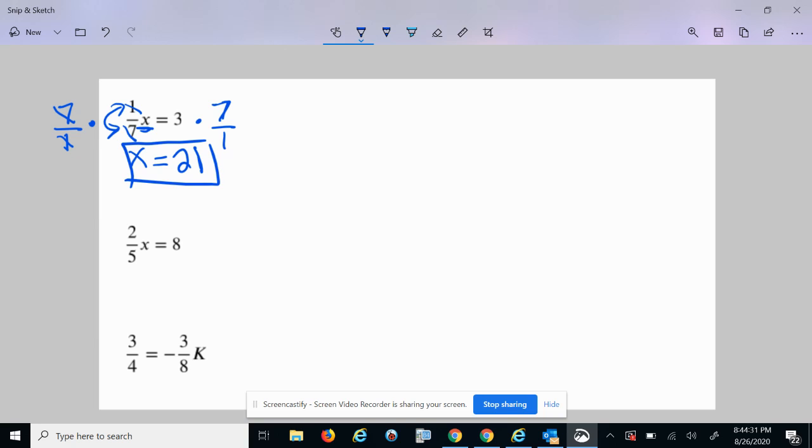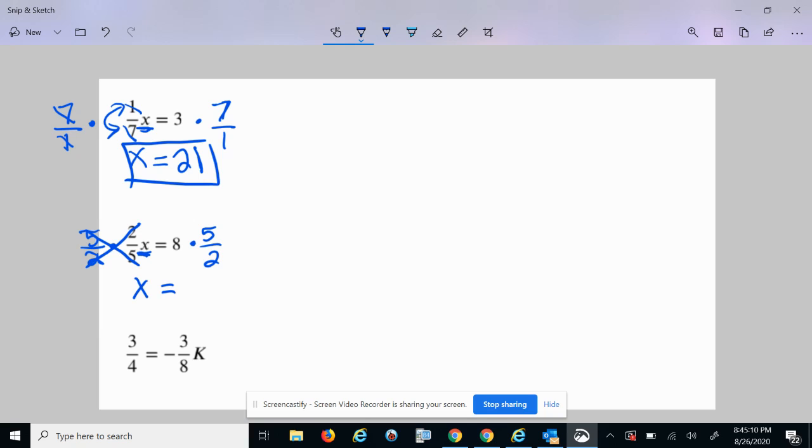Okay, my second equation, here's my variable x. So I want to multiply by the reciprocal that's with that variable. So 2 over 5 becomes 5 over 2. I flipped it upside down, and I'm going to multiply. If I do it on one side, I have to do it on the other side. Okay, so my 5 on top and bottom cancel. The 2 on top and bottom cancel, and I'm left with the x.